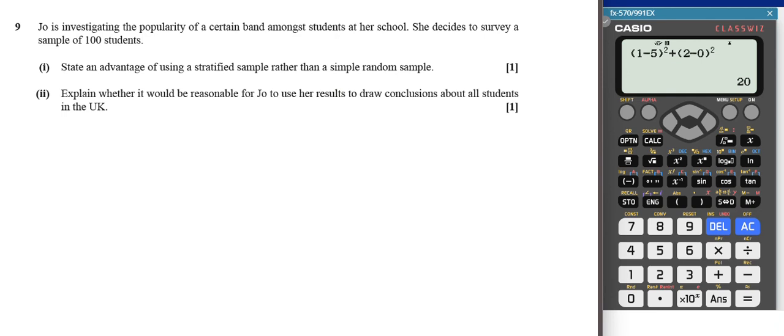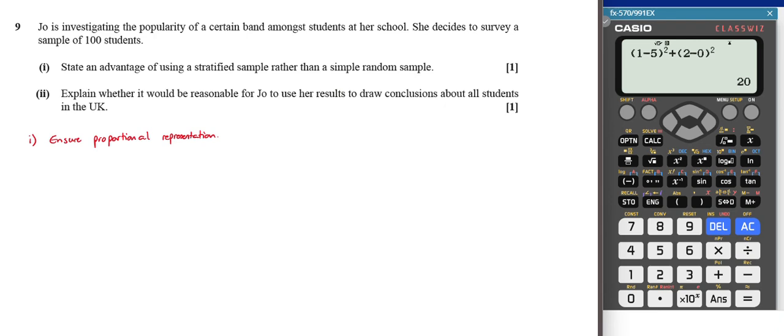A stratified sample will ensure proportional representation. That just means that everybody gets their views represented proportionally. So we don't get 99 year sevens, for example. You would get, let's say, if you had the same amount of people in each year, 20 year sevens, 20 year eights, 20 year nines, 20 year tens, 20 year 11s.